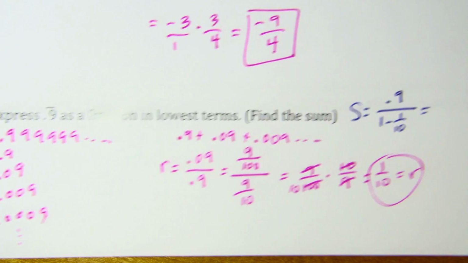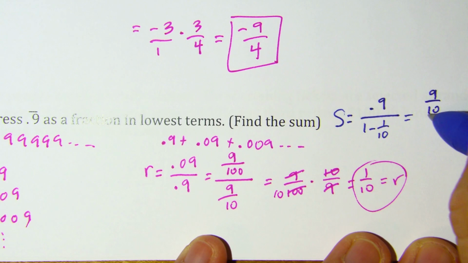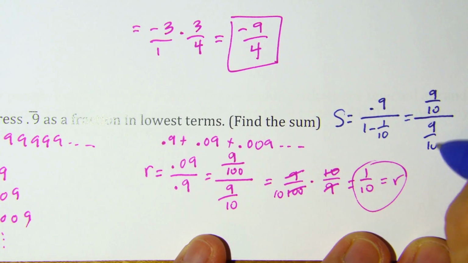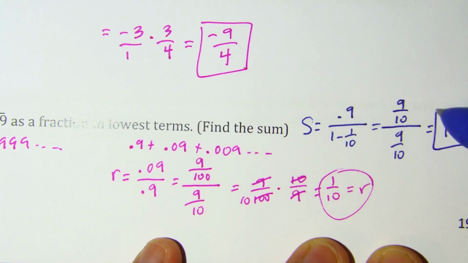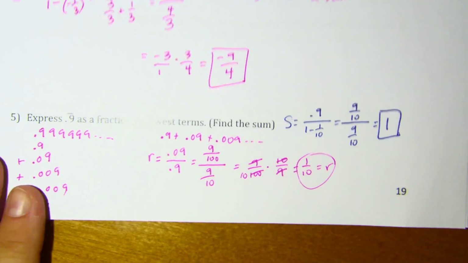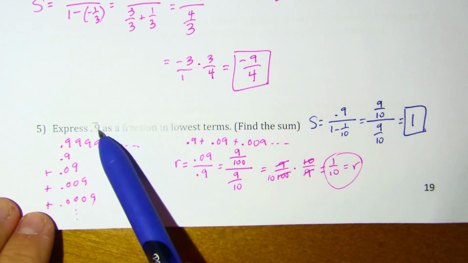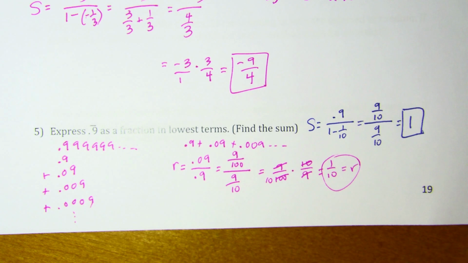Well, remember that 0.9 is the same thing as 9 over 10. And on bottom, 1 minus 1/10 is 9/10. And anything over itself is equal to 1. So what we're saying then is that if we were to take this 0.9 with a bar over it and take that to infinity, add all of those numbers up, it would be equivalent to 1.